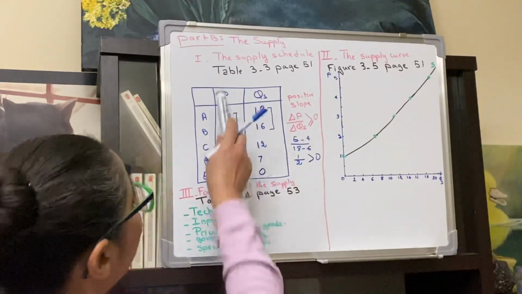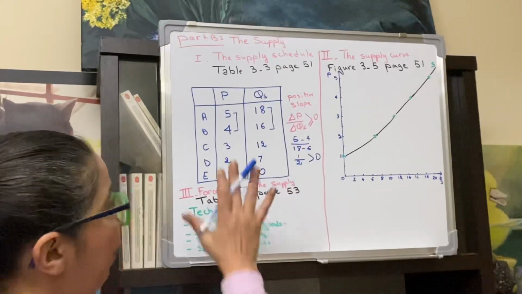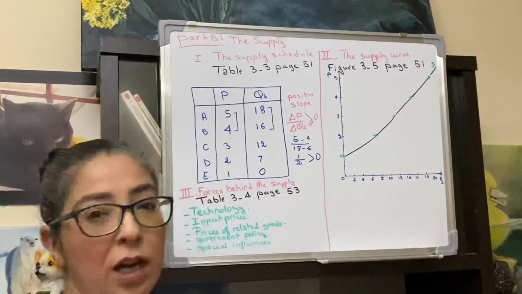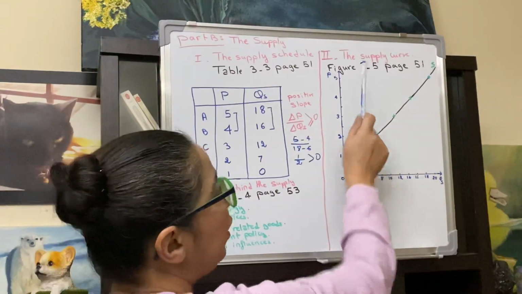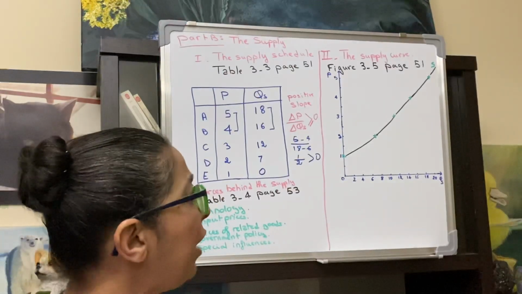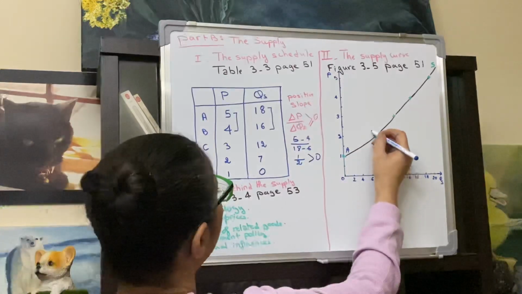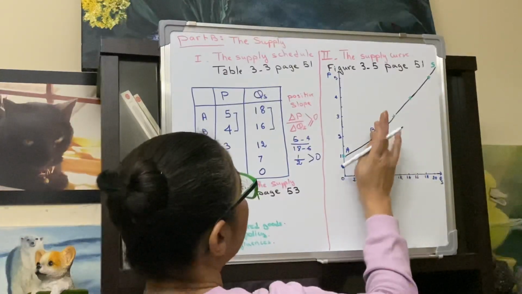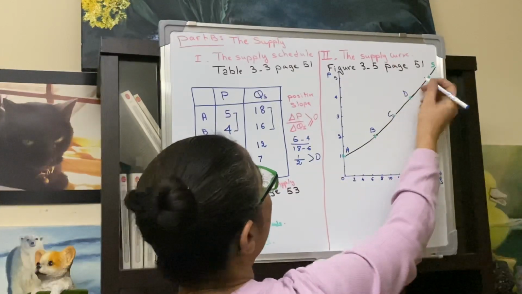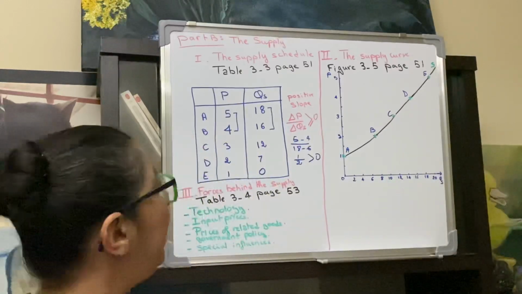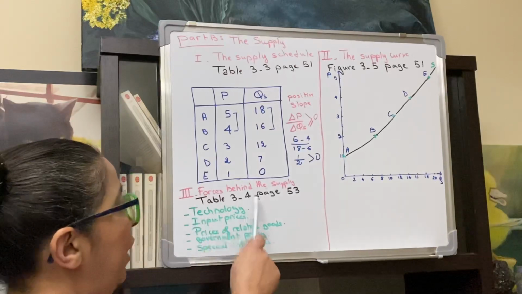Okay, so we call this a supply schedule when it's in a table format. If I plot this into a graph, it becomes the supply curve, okay? And you have it in page 51, figure 3.5. So I did it for you. I forgot to name the points. So this is A, this is point B, point C, D, and E. So that would be your supply curve, okay? Now we're going to see forces behind the supply curve.